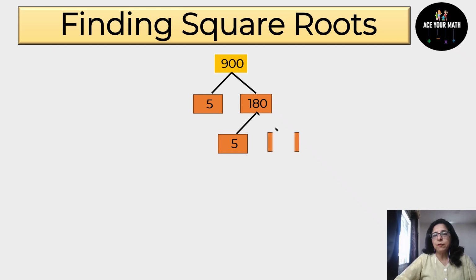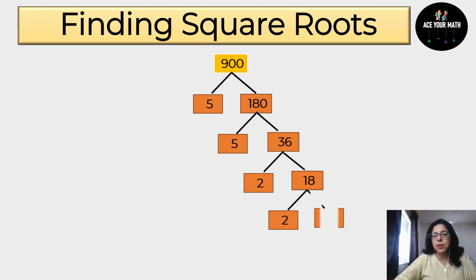So when you divide it by 5, you get 36 as the answer. Now 3 and 6, this is divisible by 2. So when you divide it by 2, you get 18 as the answer. Again 18 is divisible by 2. You get 9. Now 9 is divisible by 3 and you get 3 as the answer. Now 3 is a prime number, so we will stop our division here.